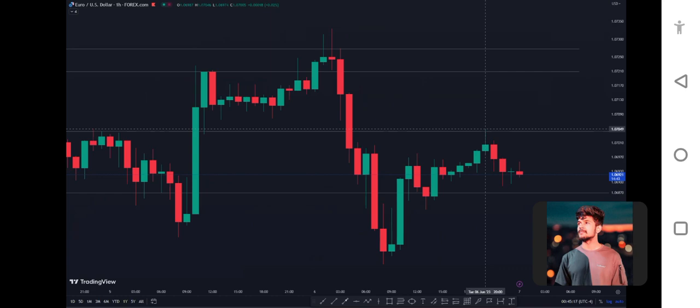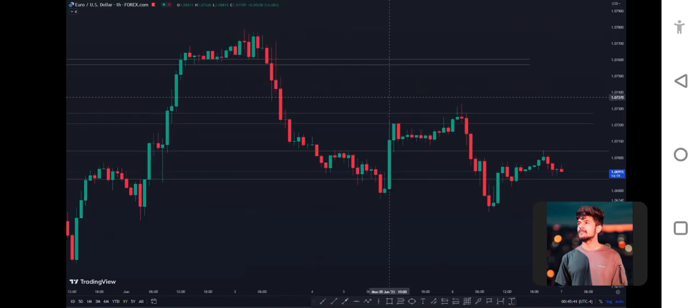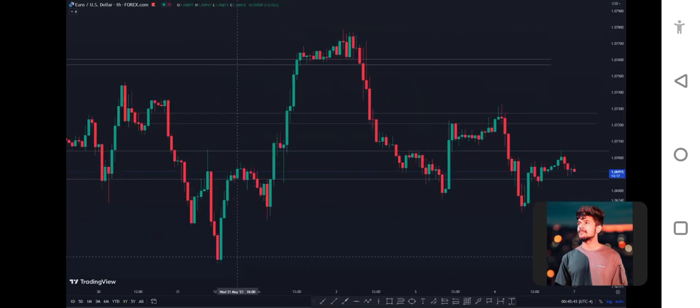I think we will surely take out this high, and we can reach into the premium level. I mean, from this high to this low, we can fall from here. Ultimately we are targeting this low.